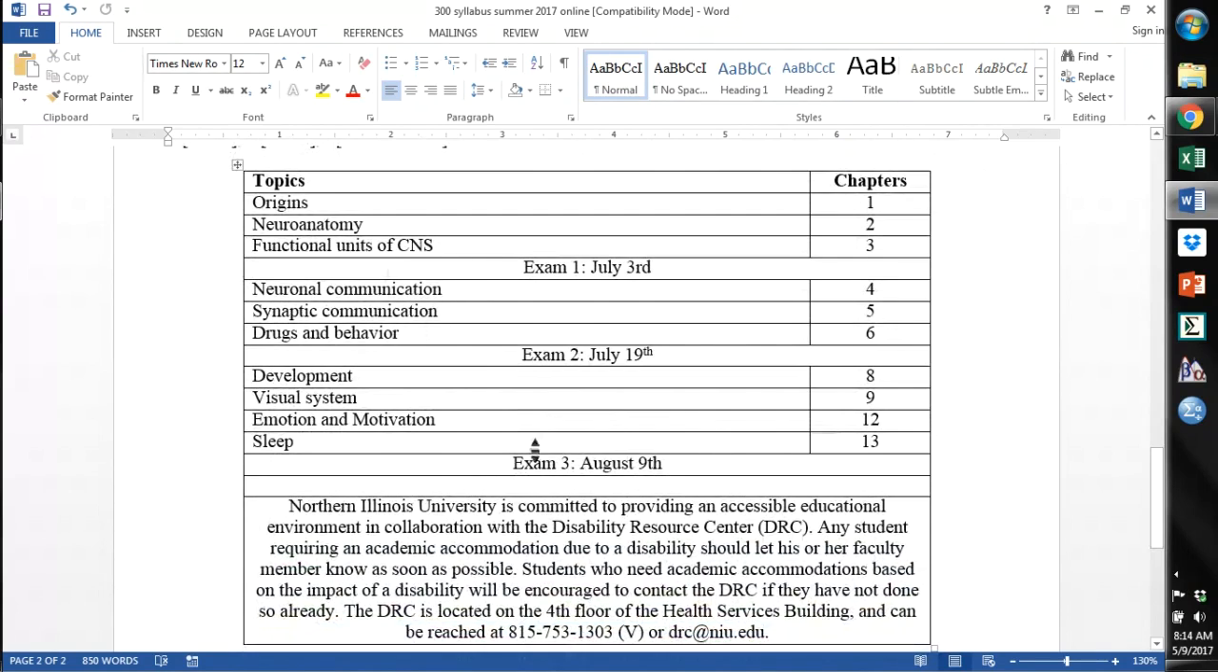Our final unit, which will be due August 9th, encompasses chapter 8, development, chapter 9, visual systems, and chapter 12, which is emotion and motivation, and then chapter 13, sleep. So for all those, you have to complete the lecture quizzes and the practice exams and the unit exam that encompasses all of these chapters by August 9th.